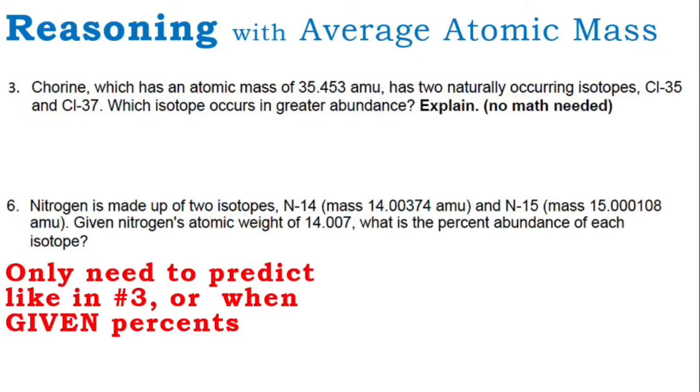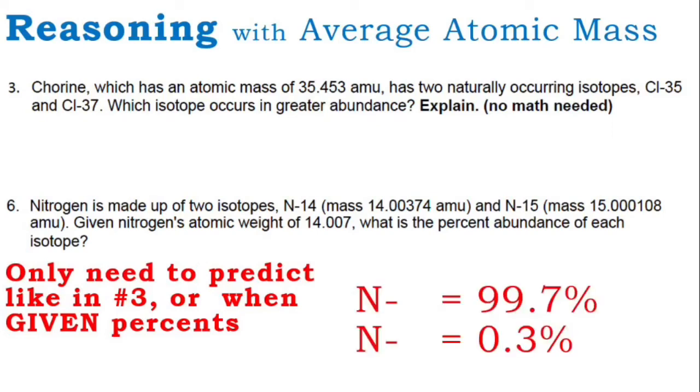But a more realistic question would be to make some kind of prediction like in number 3 about which of our different isotopes will have a greater percent abundance. Or if I give you percents, like I tell you, I went and I looked it up and did my calculations. My 2 isotopes have a percent abundance of 99.7% and 0.3%.